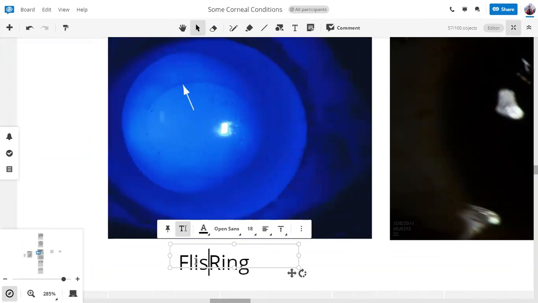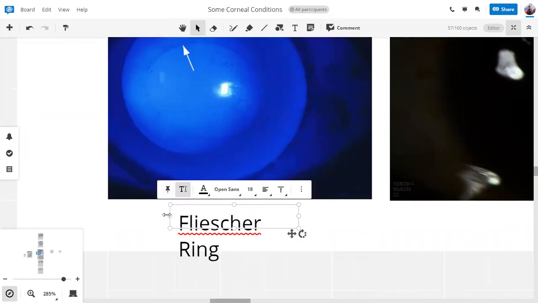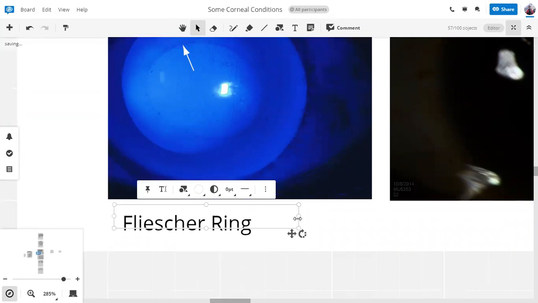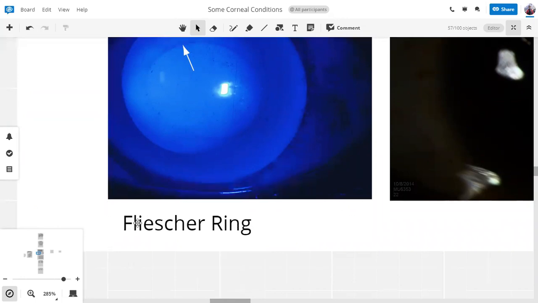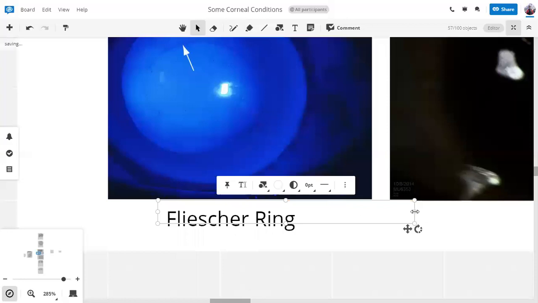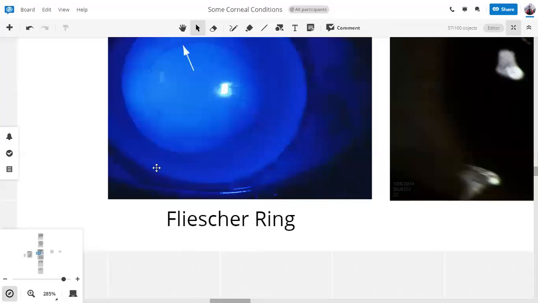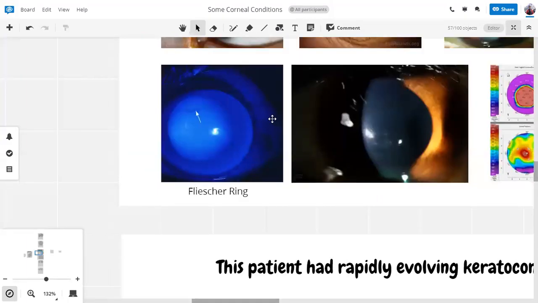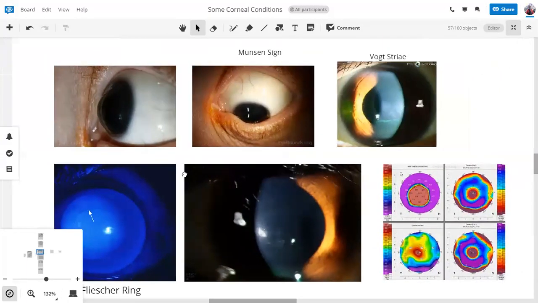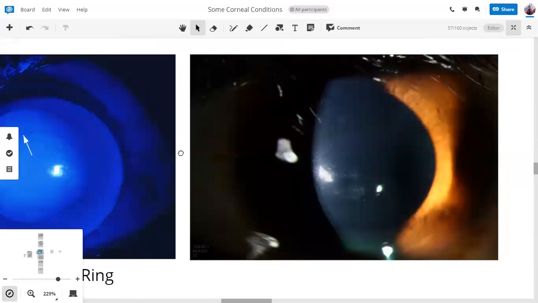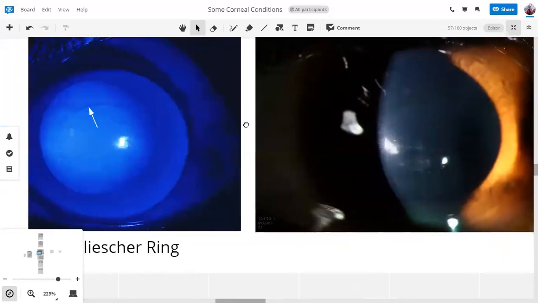This is called a Fleischer ring. Please differentiate this from the Kaiser-Fleischer ring. This is not a Kaiser-Fleischer ring. This is a Fleischer ring. A Fleischer ring is the third important sign of keratoconus, and it is a line or a ring around the base of the bulge in keratoconus.